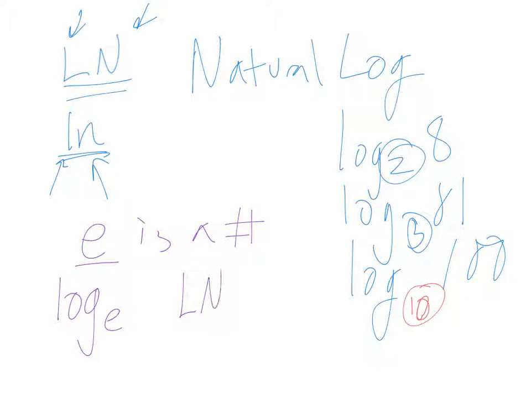natural log, which I always write in cursive, I don't know why, or you can do it like this. But just be aware that that's not a 1, and it's not an I, it's a lowercase l. This stands for natural log, and when you see it, what you should understand is that it's a log, and its base is going to be e.